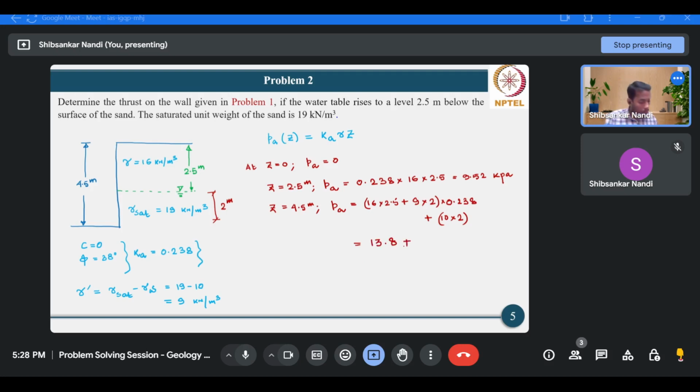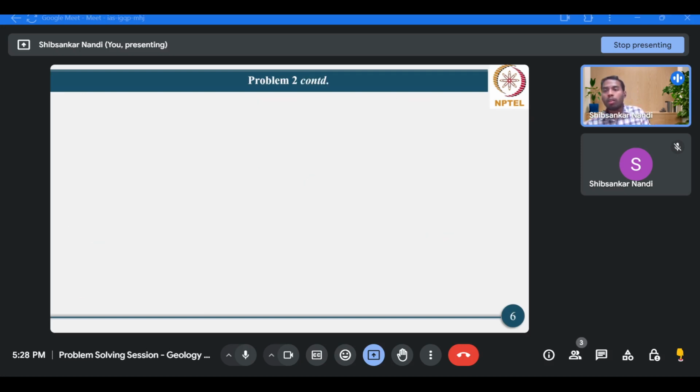Now the water pressure component, this is 20. So that means 33.8. Okay, now if we draw the distribution diagram, the active earth pressure distribution diagram, it will look like this.